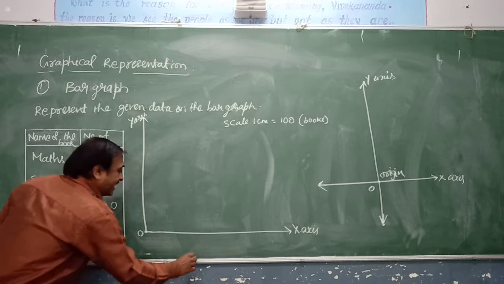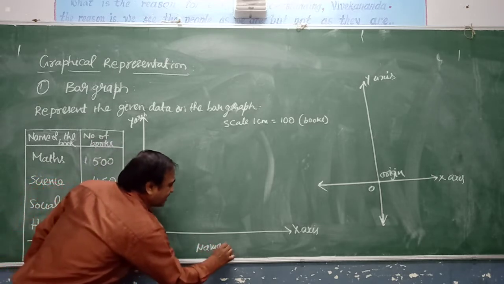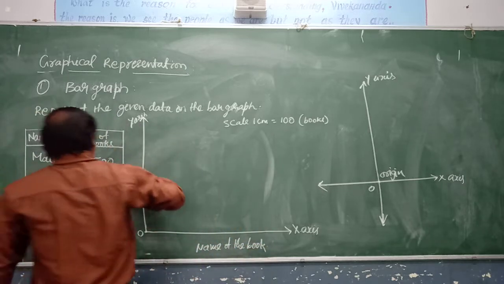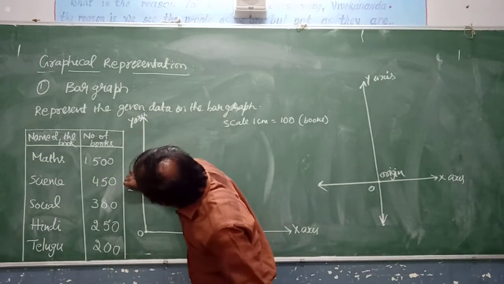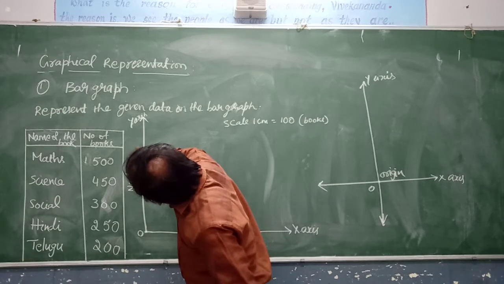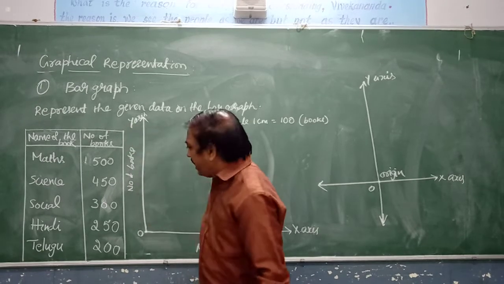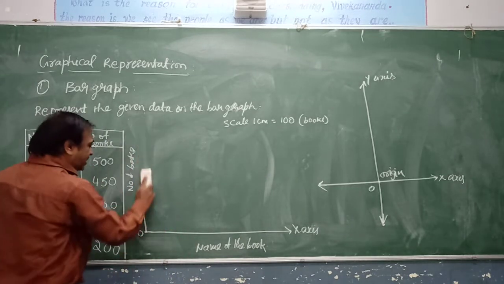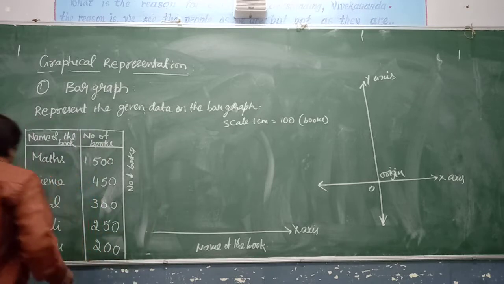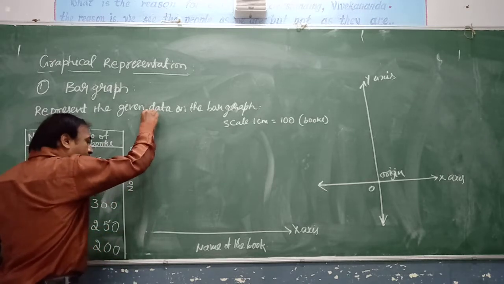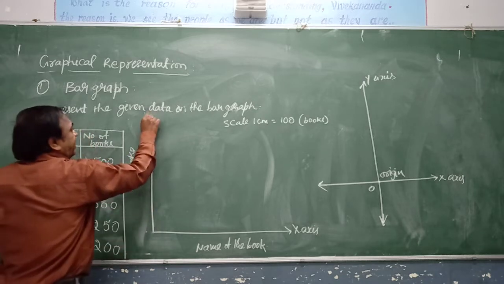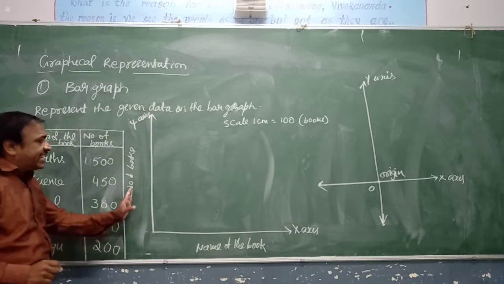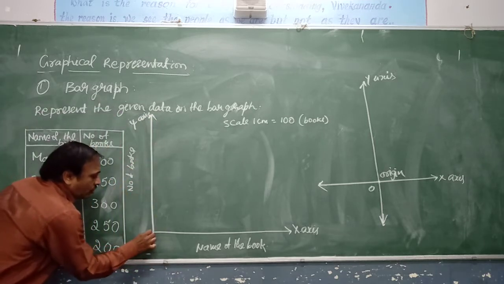So here I am writing the name of the book on the x-axis. Name of the book. And here number of books. Name of the books and number of books. Observe it. This is the y-axis. The vertical line is the y-axis. On the y-axis we are taking number of books. This is the origin point 0.